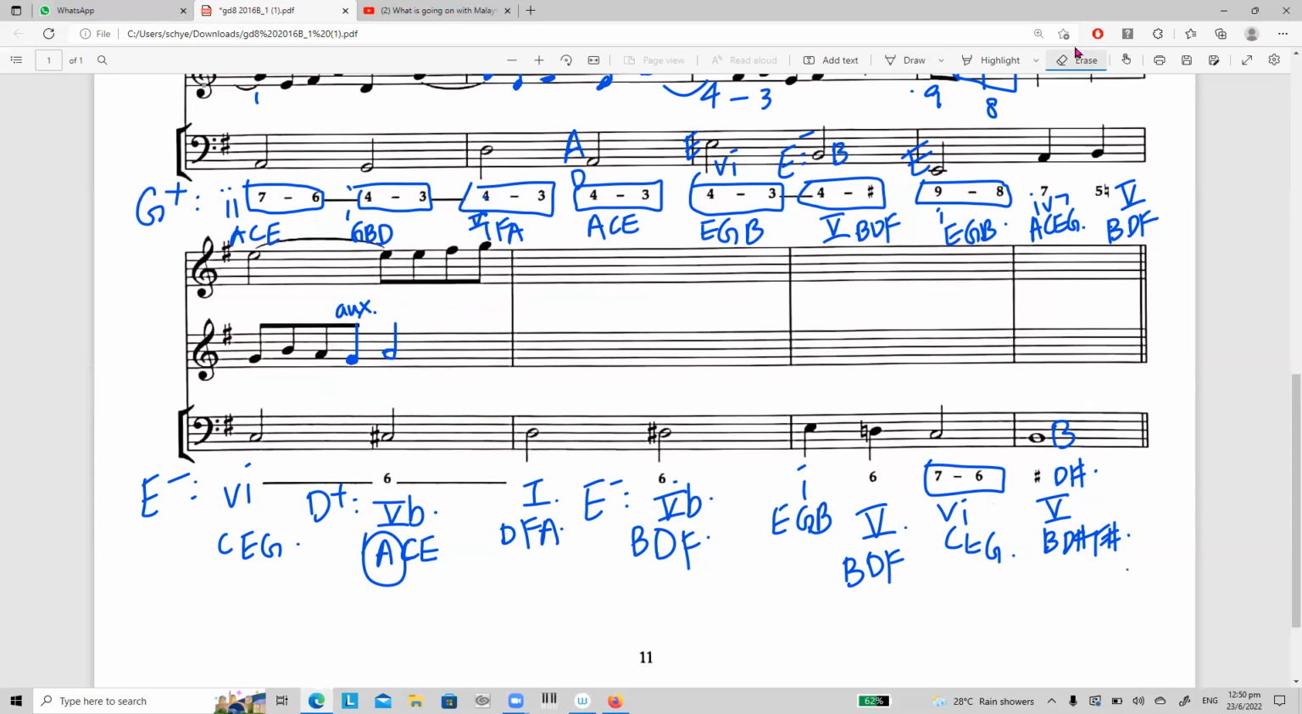Okay, so this question, there are many possibilities. Okay, as long as your style is consistent, there are many possibilities to fill up the empty space to decorate the melody. So that's why I always say you need a teacher to help you to mark your questions.